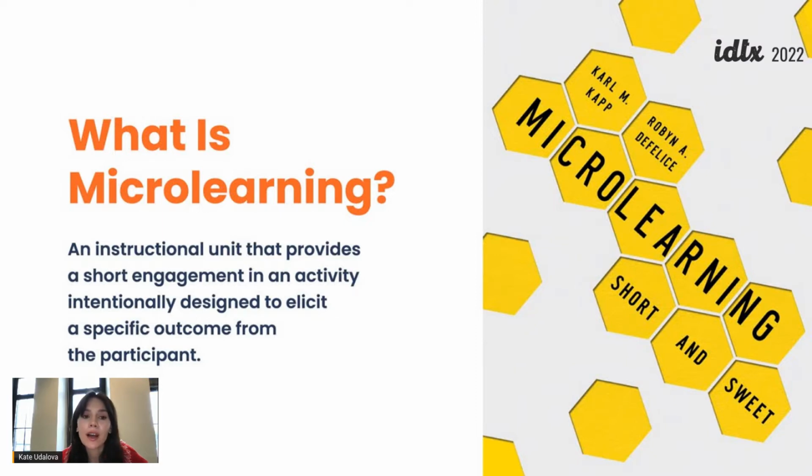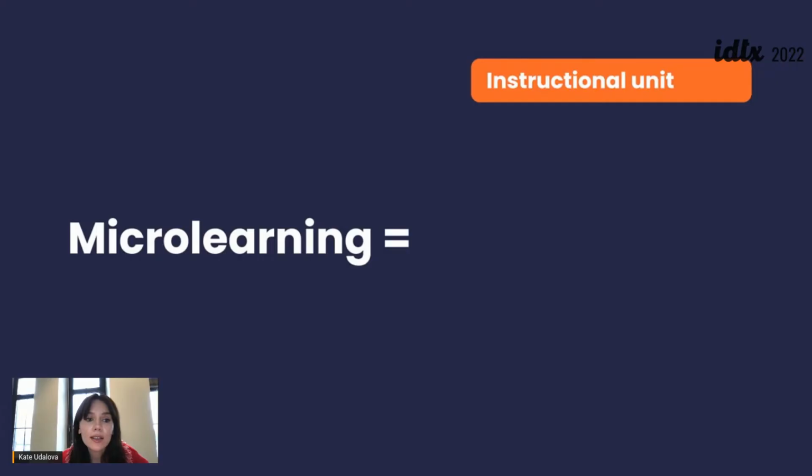A very practical guide on how you could embrace this approach. So, according to Carol Kopp and Robin DeFelice, microlearning is an instructional unit that provides a short engagement in an activity intentionally designed to elicit a specific outcome from the participant. And let's dive deeper into the elements of this definition. First of all, instructional unit. It can be a learning activity, it can be a video, it can be a text message or a job aid, or it can be a 7taps piece. Just think of one entire piece of instruction that stands by itself.